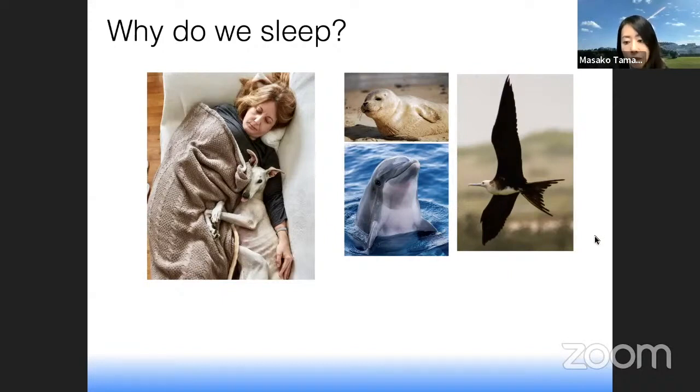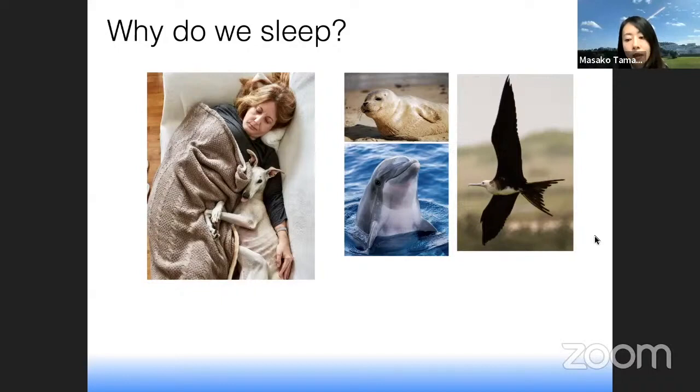And we found that even humans can show asymmetric sleep, and this asymmetric sleep can occur in a new environment when we suffer from sleep problems, known as the first night effect. I'm going to come back to this topic a little bit later during this presentation. So as you can see, we animals can show sleep in various forms.